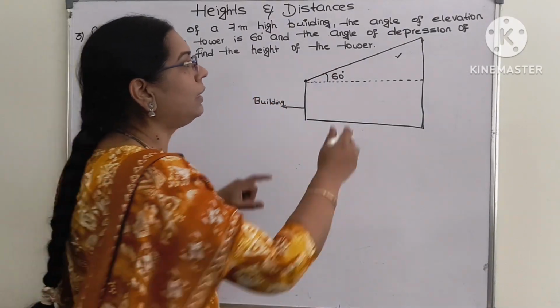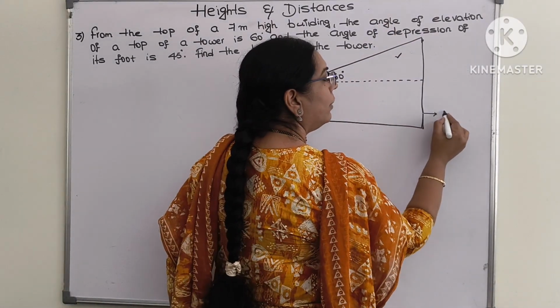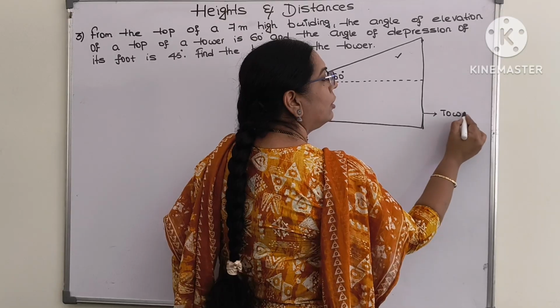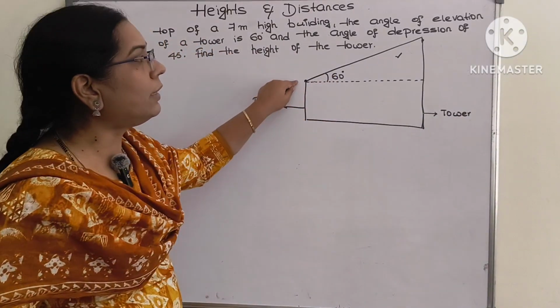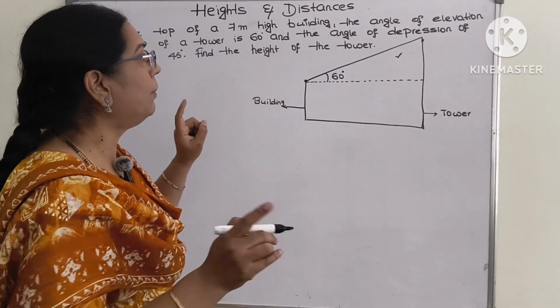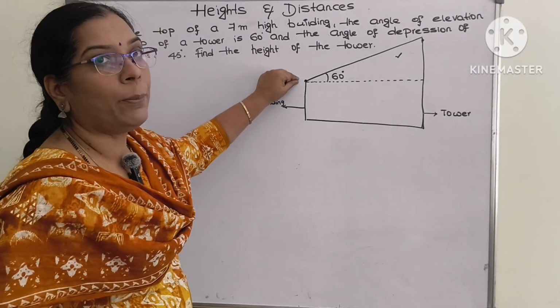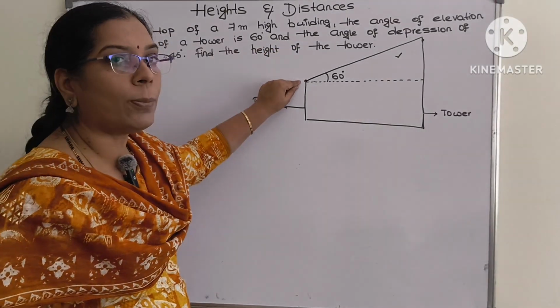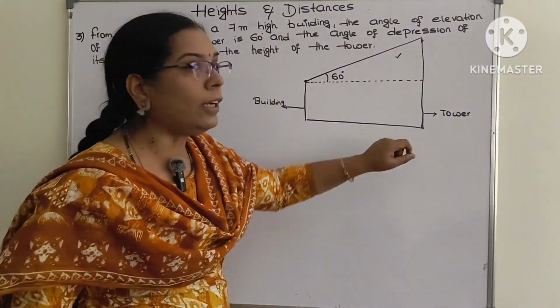So this is the building. This whole thing is the tower. So when he is looking at the top of the tower, he is getting an angle of elevation of 60 degrees. Then from the same point, the observer is still at the top of the building. He is looking down.